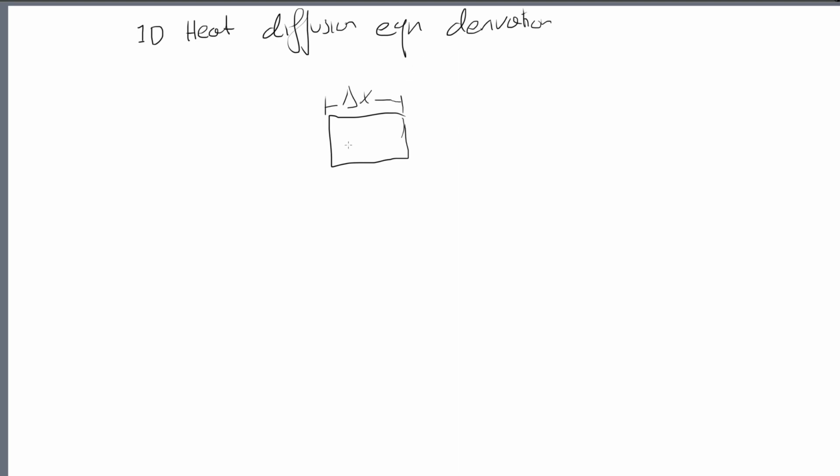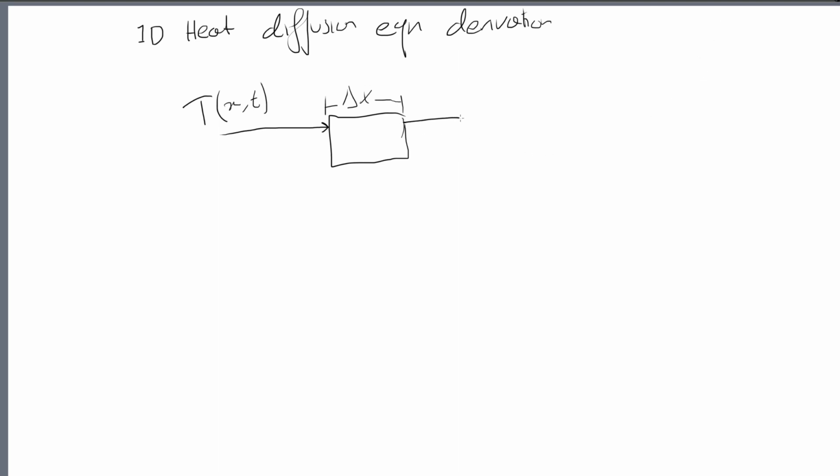We need to consider the heat in and the heat out, and we're going to do this by looking at the temperatures. So the temperature in to this control volume is going to be T, and that's going to be a function of x, the position, and t, the time.